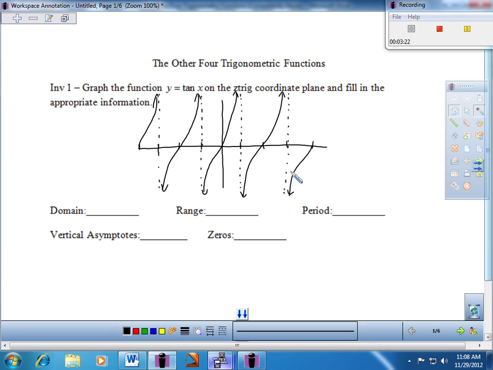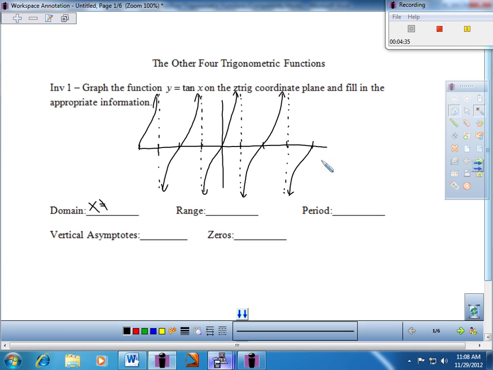Okay. Well, let's do a couple things with these characteristics I'm looking at on my board. Let's get the domain first. Just kind of thinking out loud. And it's not all real numbers. That's definitely one major difference between tangent and the sine and cosine graphs. The domain, of course, is not all real numbers. I have to exclude pi over 2, and 3 pi over 2, and 5 pi over 2, etc.